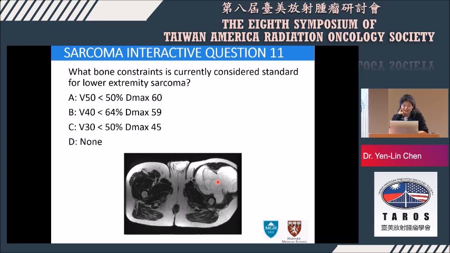All right, so what bone constraint is currently considered standard? My last question, sorry. This one does have a right answer. A, V50 less than 50, max 60. B, V40 less than 64 with a Dmax 59. Or C, V30 less than 50%, Dmax of 45, or no constraint.